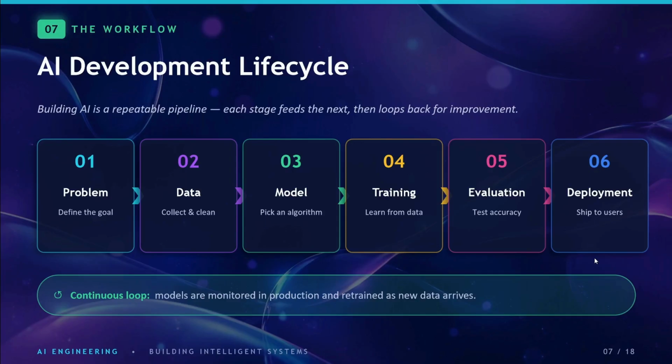But here's the important part: this is not a straight line that ends at deployment, it's a continuous loop. Once the model is in production, it is constantly monitored, and as data arrives over time, the model is retrained to keep it accurate and up to date. This loop is what makes AI systems continuously improve rather than becoming outdated the moment they are deployed.